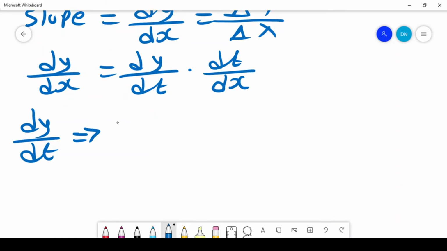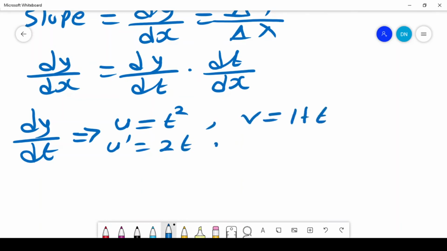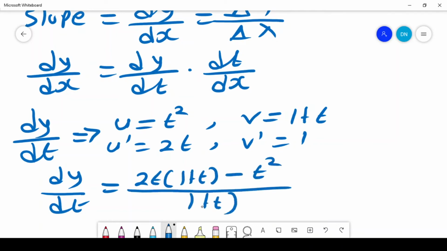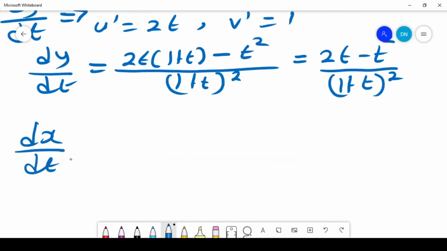One thing we need to find out is dy/dt. Based on our equation, we are going to use the quotient rule. Our u is t squared, our u prime is 2t, and then our v is 1 plus t, and our v prime is 1. So dy/dt is u prime v, which is 2t times 1 plus t, minus v prime u, divided by 1 plus t all squared.